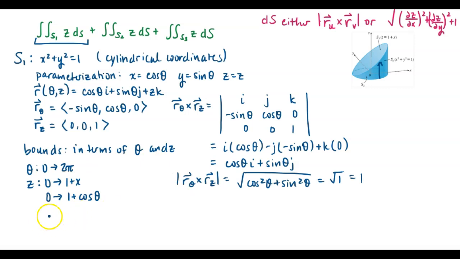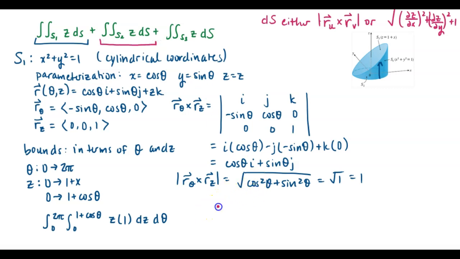And so we can set up this double integral going from 0 to 2 pi and from 0 to 1 plus cosine of theta. Remember, everything needs to be in terms of z and theta. Because we just have a z inside of this integral, that can stay as is. So this is just going to be a z. We are going to multiply this by our ds, which is 1 dz d theta. And we know we're going to add these together, so let's save this actual integration for the end. But our next step is to deal with S2.